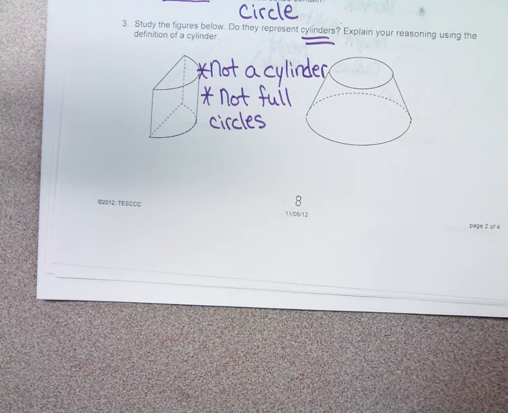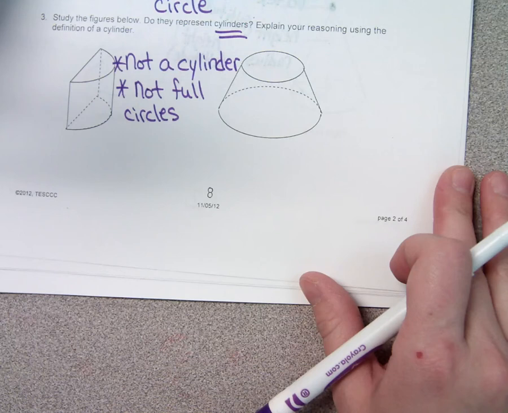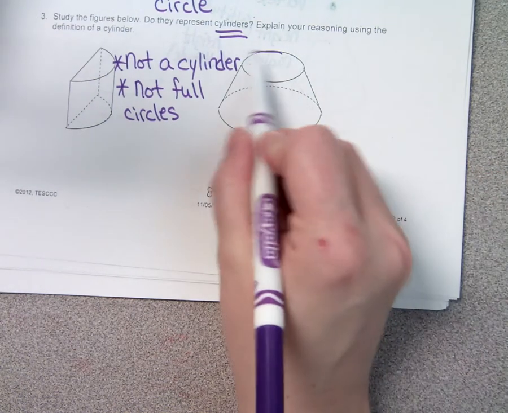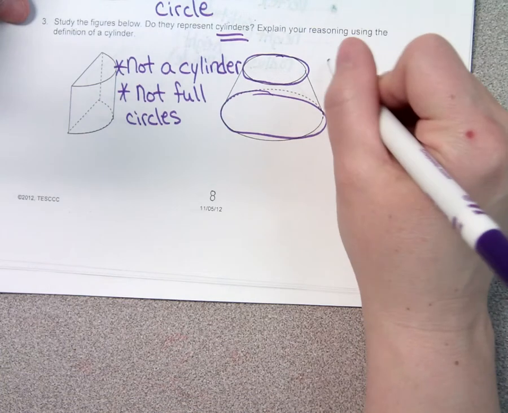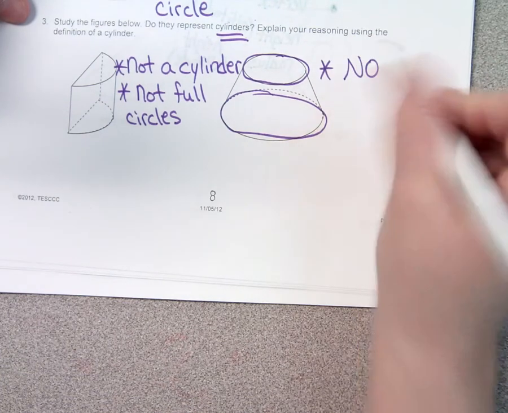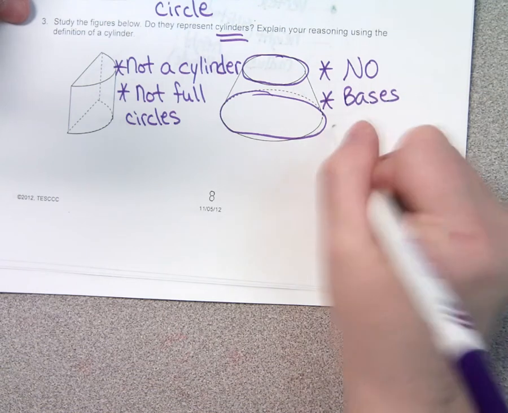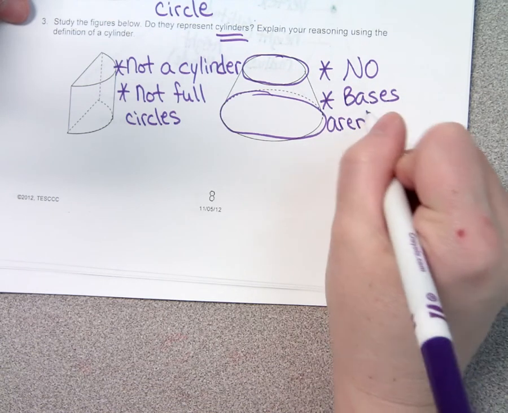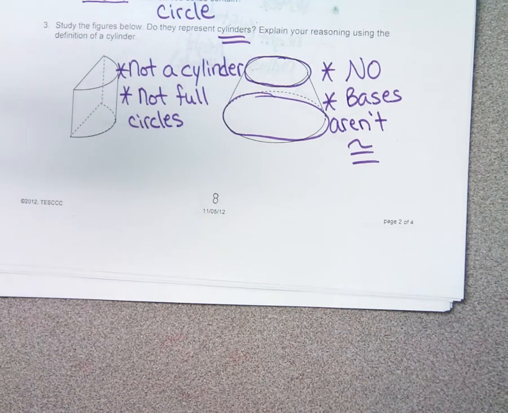What do you think about the other picture? No. What's the problem with this one? The circles don't match. They are parallel, but they're not congruent. So this isn't, I'll just put a no. And I'm just going to say bases aren't congruent. So to be a cylinder, your bases have to be parallel and they have to be congruent circles.